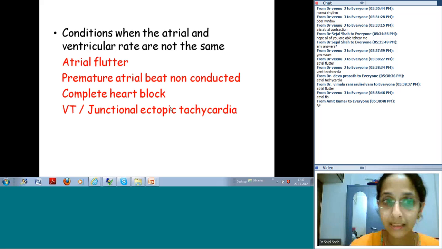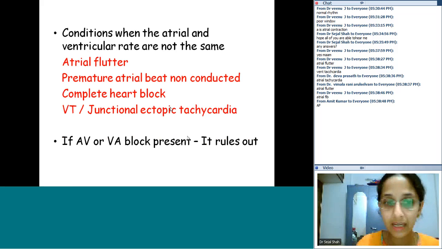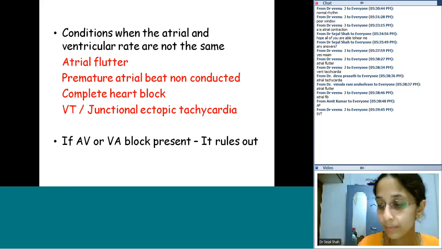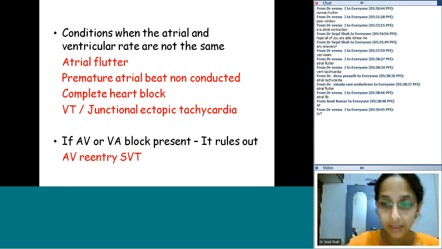Now, if we see the other way, especially when we have either atrioventricular block or ventricular atrial block, as we saw in the previous conditions, is there any condition it clearly rules out? That means that we don't have the atrial and the ventricular rate similar. Does it rule out any specific condition? We can be sure that it's definitely not that type of arrhythmia. Yes, atrioventricular type of reentrant tachycardia can be definitely ruled out.